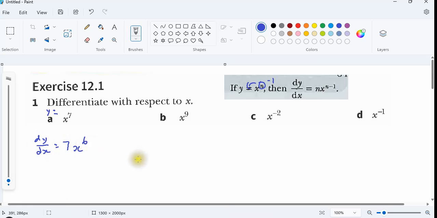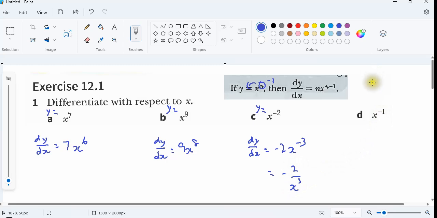power 6. Okay, and then for this one we have y equal to x to the power 9, then dy/dx is 9x power 8. So we have y equal to this, then dy/dx equals negative 2x to the power negative 3. So we also can write this as negative 2 over x power 3. So we must know that a power negative n is 1 over a to the power n. So we have dy/dx equal to negative x power negative 2. So it will become negative 1 over x squared.